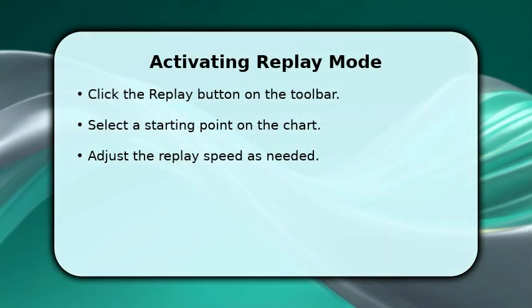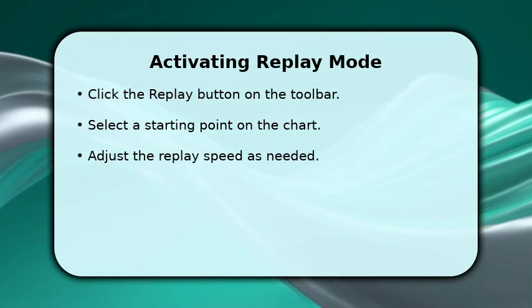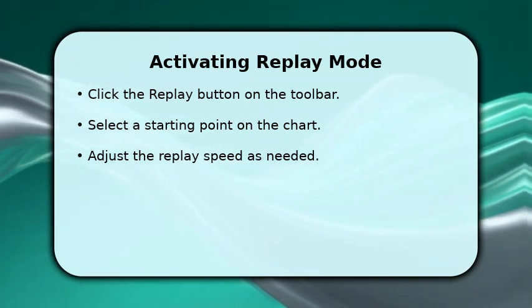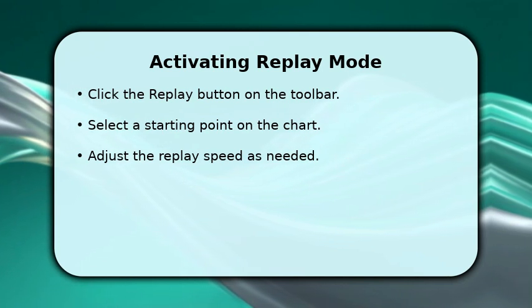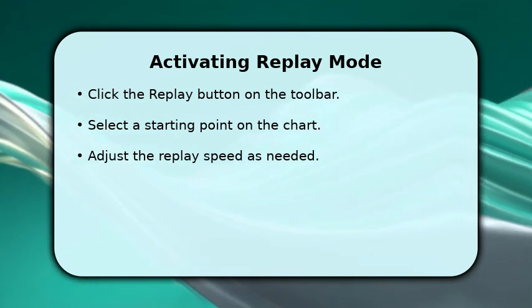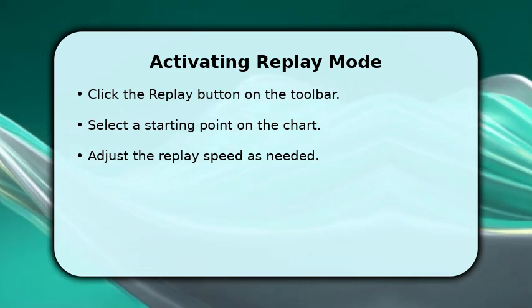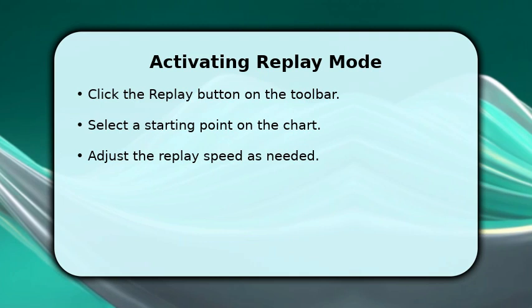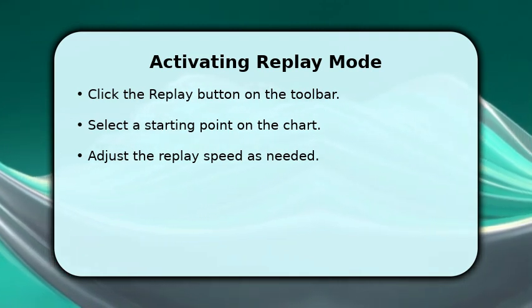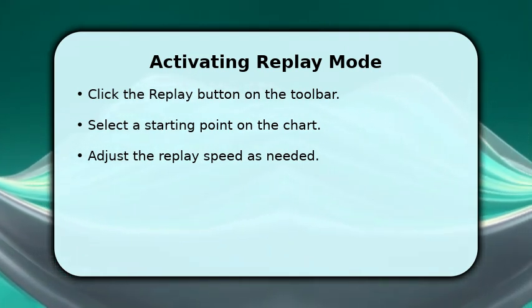Once you've clicked the replay button, a vertical red line will appear on your chart. Drag this line to your desired starting point in the past. Then, a control panel will pop up, offering options like play, pause, and speed adjustments. You can choose speeds from 1/10 of a second to several seconds per bar.